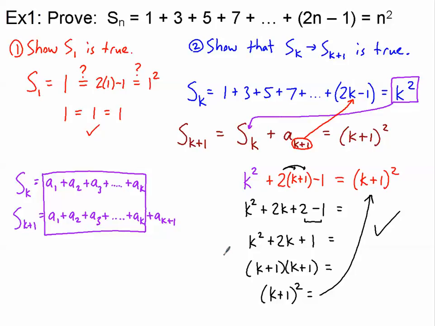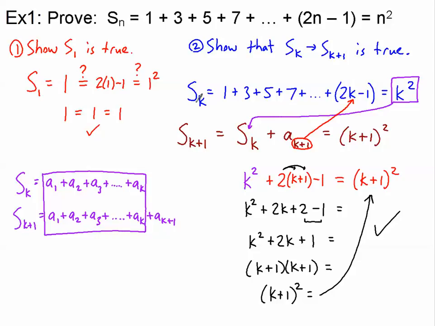Let's go through this problem one more time. We're given a formula to prove. I need to prove two things. First step is pretty easy. Show that S sub 1 is true. Plug in a 1 into here, and make sure that it's equal to what the first term is supposed to be. So plugging in a 1, I get 1 equals 1 equals 1, so I'm good. First check mark. Step 2, show that S sub k implies that S sub k plus 1 is true.